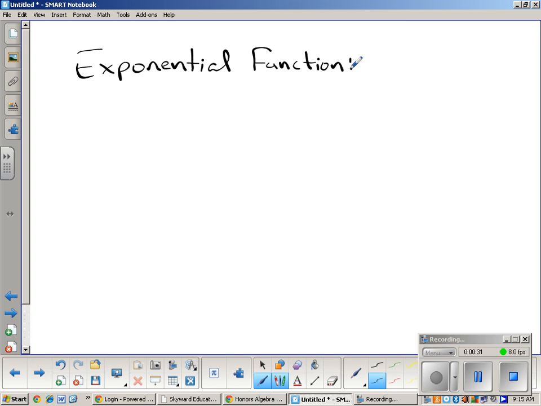An exponential function is in the form of y is equal to a b to the x, where a and b are simply numbers. Okay. A cannot equal 0. And b has to be a number bigger than 0.